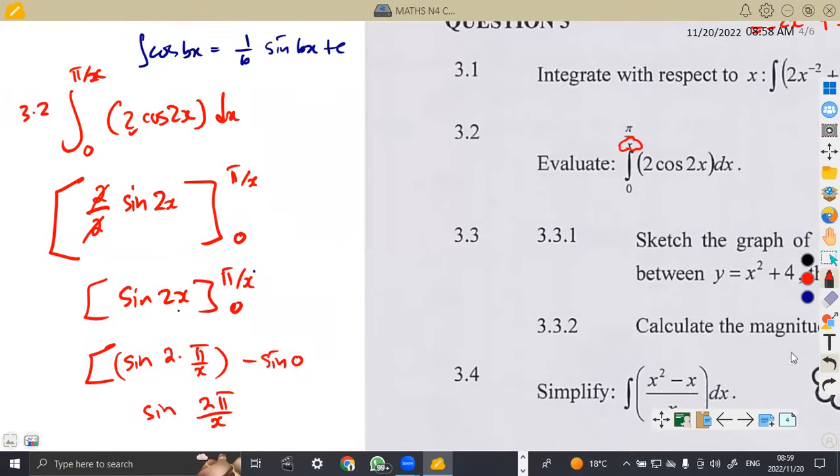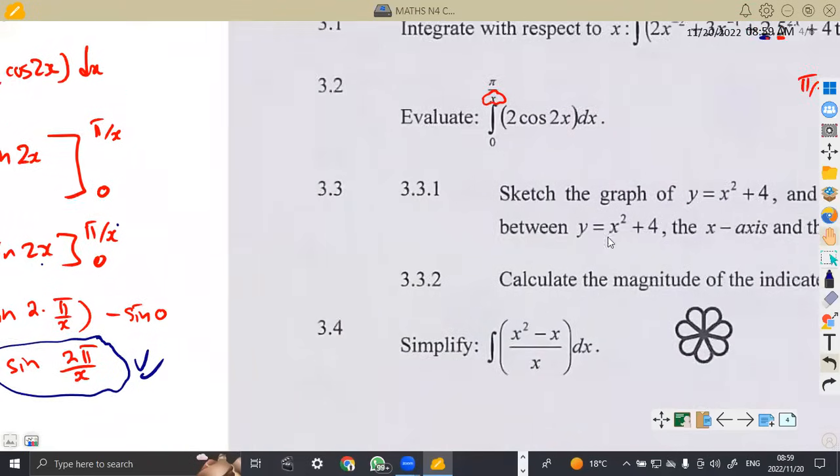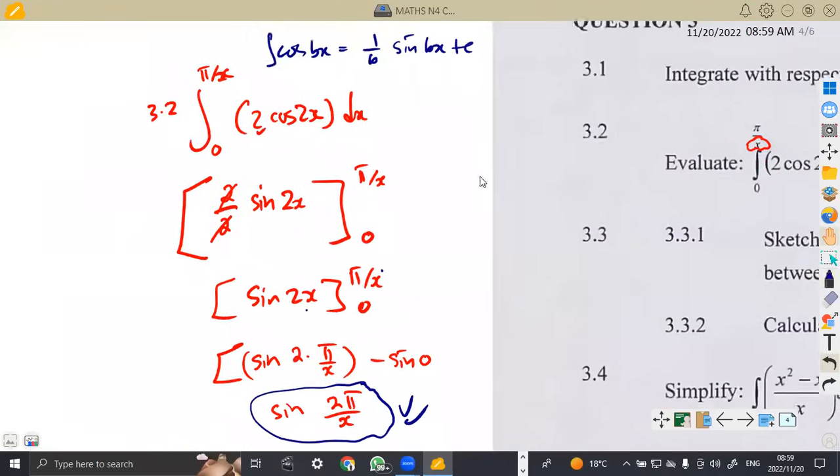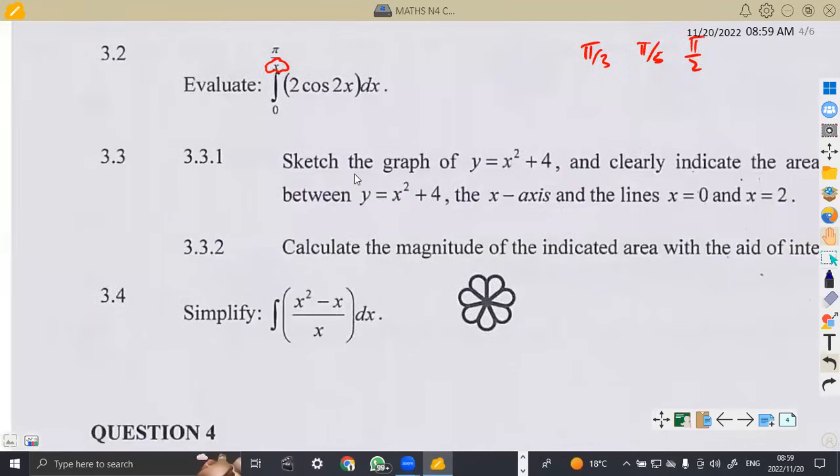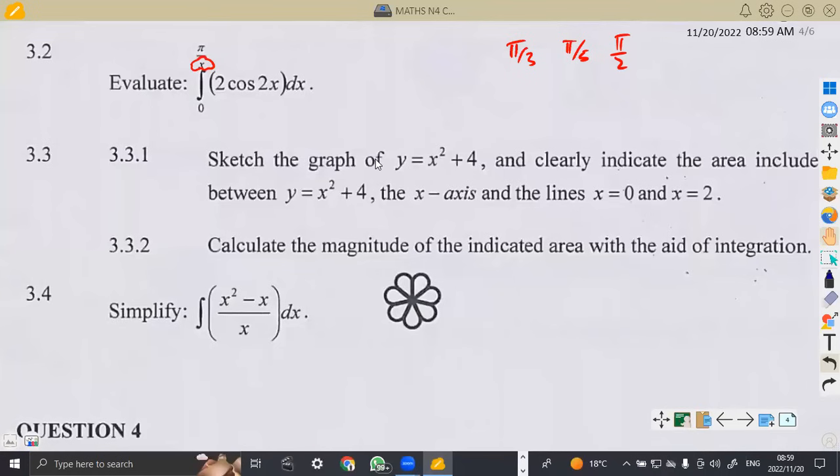So that is what they wanted, or I don't know. It was actually a typing error, but if we had a value, then we could simplify this. Because there is x, we can't simplify, so you're going to leave your answer just like that. Okay, so that was it on 3.2 integration, guys. Make sure that you apply your integration properly.